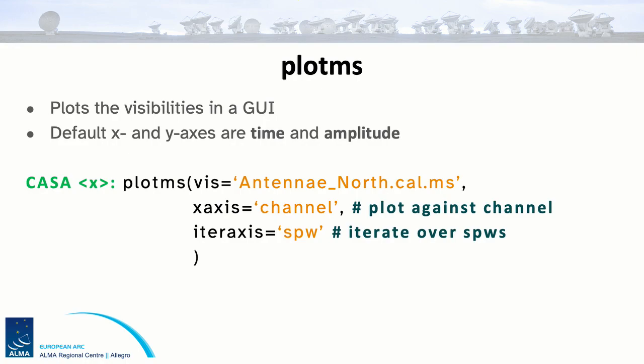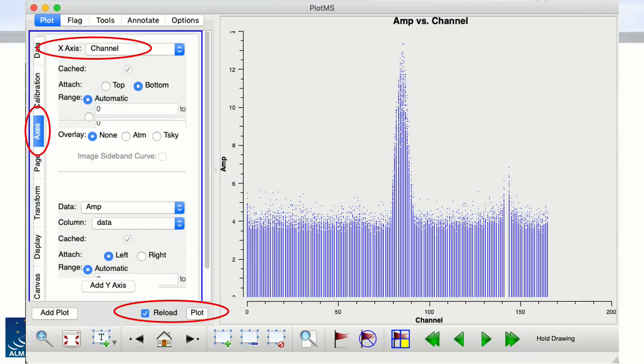For imaging, you will likely want to plot the amplitude of your visibilities against channel, which is the example that I am showing here. If your measurement set has more than one spectral window with different frequency coverage, then you can either plot one spectral window at a time or choose to iterate over the spectral window axes. To iterate, you can set the iteraxis parameter to spw and you'll be able to toggle between the different spectral windows in plotms. This is what the plotms GUI will look like.